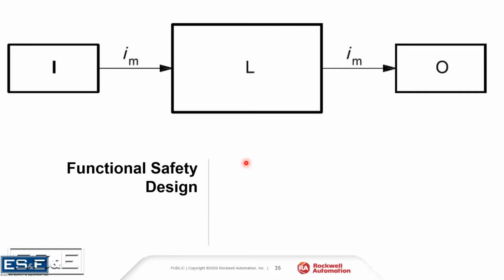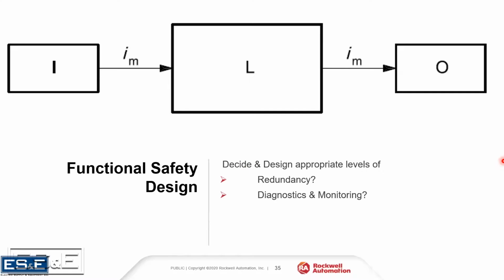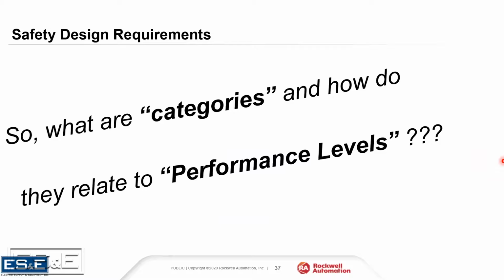So we keep harping on thinking of combination of input and logic and output, and we've got to decide and choose levels of redundancy. We talk about that with categories. Diagnostic and monitoring and coverage. So how many possible faults in the system, dangerous faults, can we design our system to automatically detect and take appropriate action? And we also got to think about the devices we choose. Are they quote unquote safety rated? Do they have good reliability from a safety standpoint? And then some other design criteria to help mitigate systematic faults or failures that could happen. One question often comes up is, what are categories and how do they relate to performance levels?